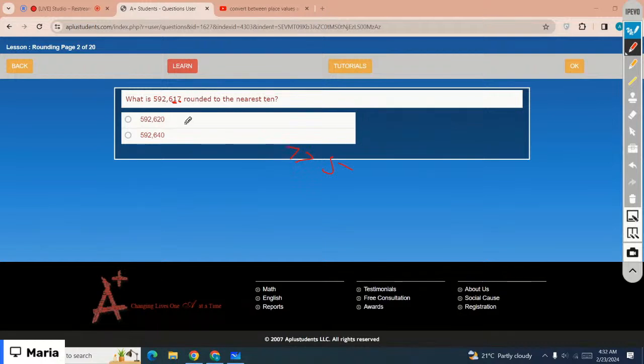So 1 plus 1 makes 2, so that means it is rounded off to option number 1, that is 592,620. Got it? Option number 1 is the correct option. I think yes, you are in grade 3, you learned the rounding, right? So this isn't new for you. So the correct option is option number 1. Got it? If you have any question, please ask.